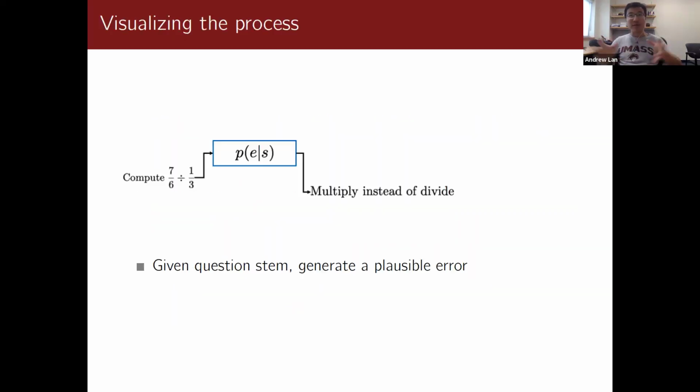So let's look at the visualized process of what's going on here. First, imagine you have a multiple choice question stem. I want to put it through the error generation model and get a textual description of a plausible error, in terms of discrete text tokens. Here's an example problem, a fraction division problem. One plausible error among students could be that the student is multiplying instead of dividing. So let's say that's one of the errors.